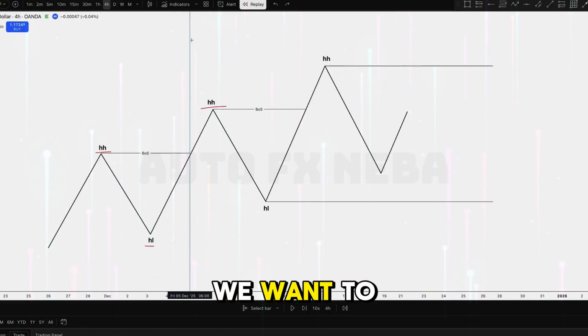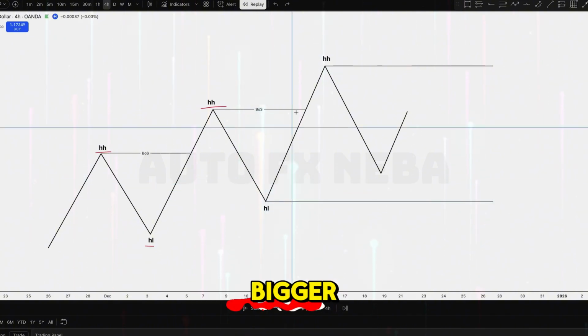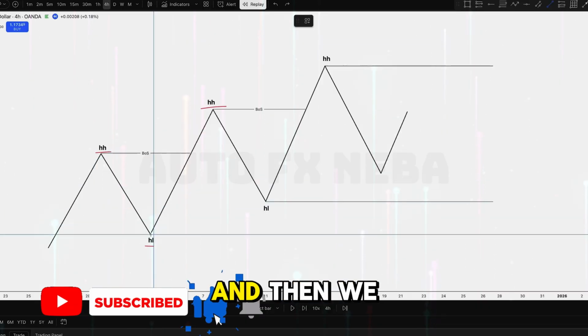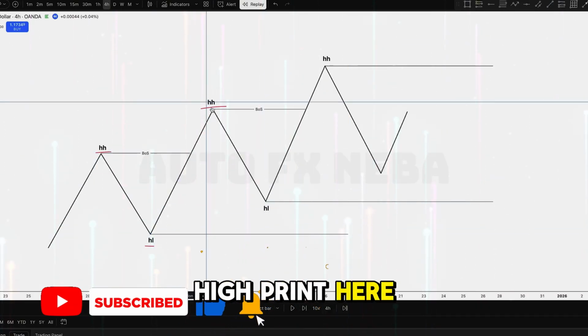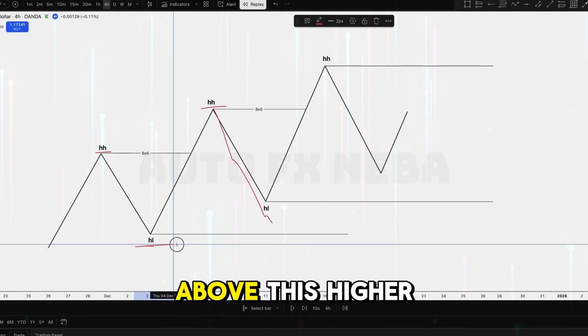Now, obviously, we want to buy as low as physically possible because the lower we buy, the better price we get, the bigger the profit will be on the movement up. So if we see this higher low print here, and then we see the higher high print here, our goal is then to buy as low as possible in this range above this higher low.